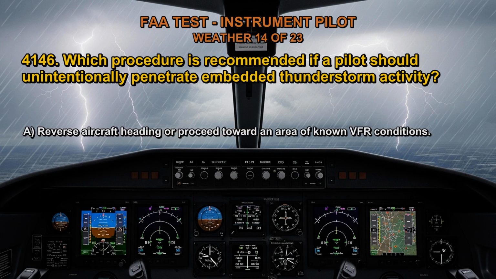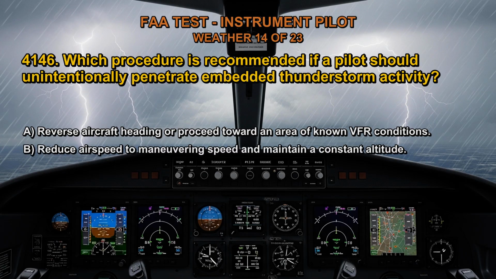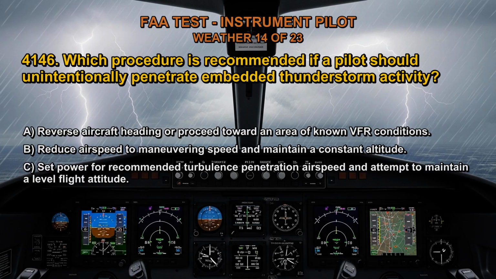4146. Which procedure is recommended if a pilot should unintentionally penetrate embedded thunderstorm activity? A. Reverse aircraft heading or proceed toward an area of known VFR conditions. B. Reduce airspeed to maneuvering speed and maintain a constant altitude. C. Set power for recommended turbulence penetration airspeed and attempt to maintain a level flight attitude.